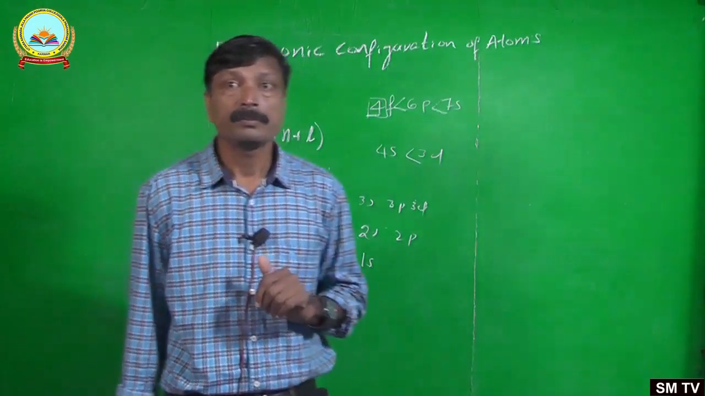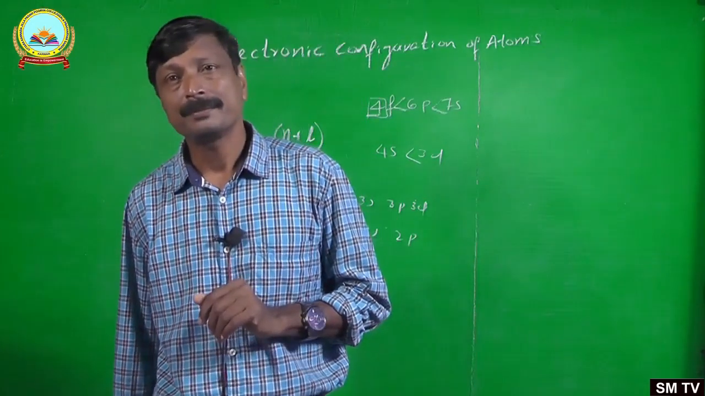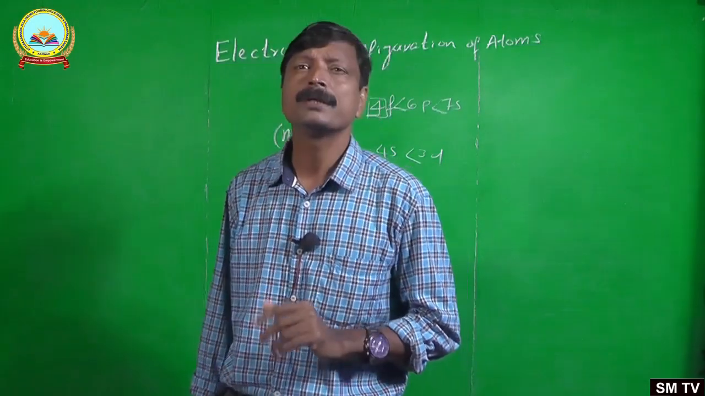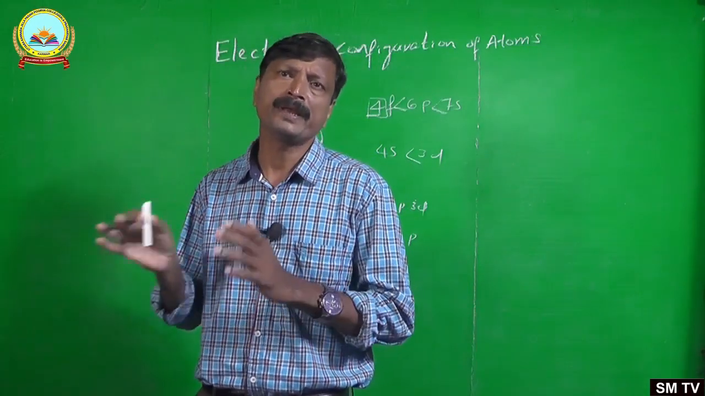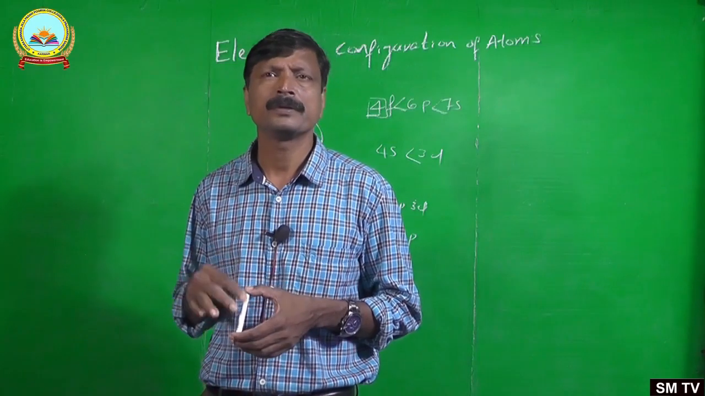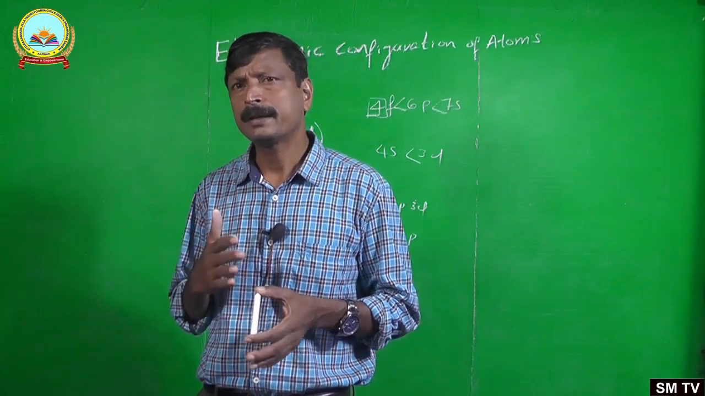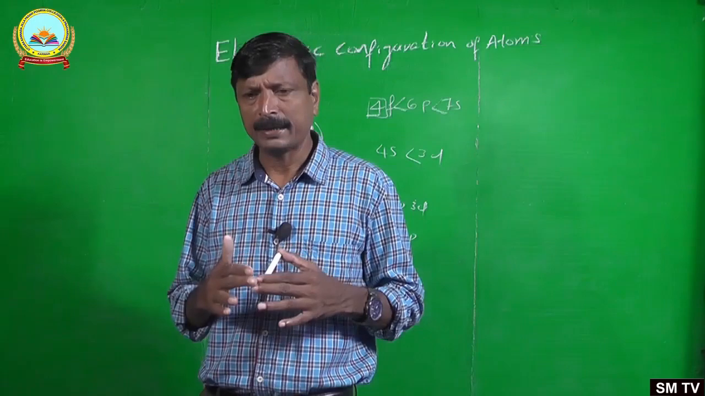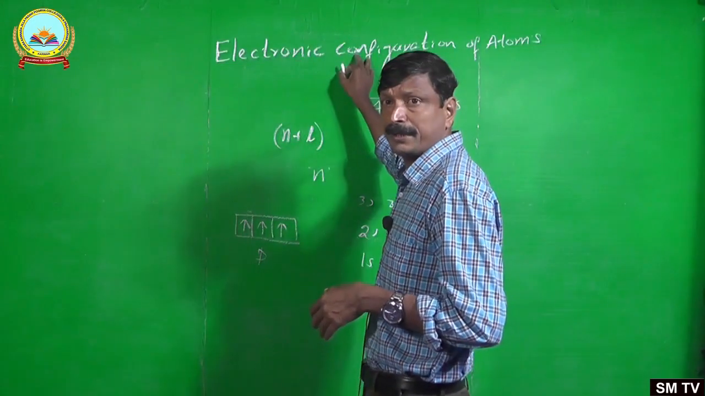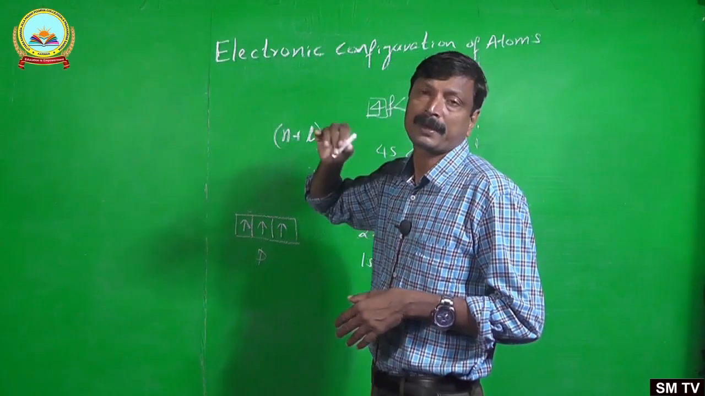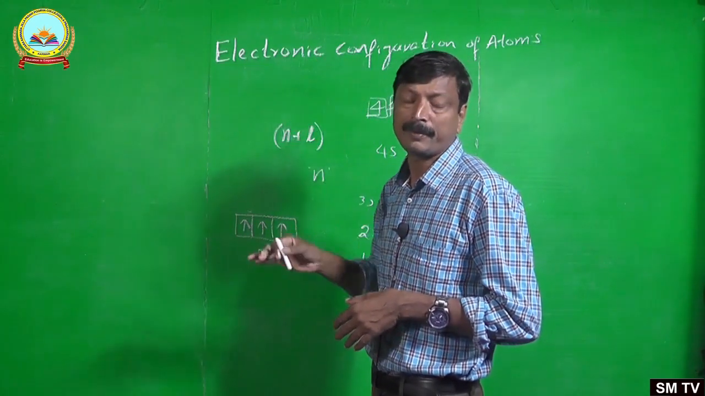Now, what is electronic configuration? Electronic configuration is the distribution of electrons into various atomic orbitals. So where are all the electrons? In atomic orbitals.